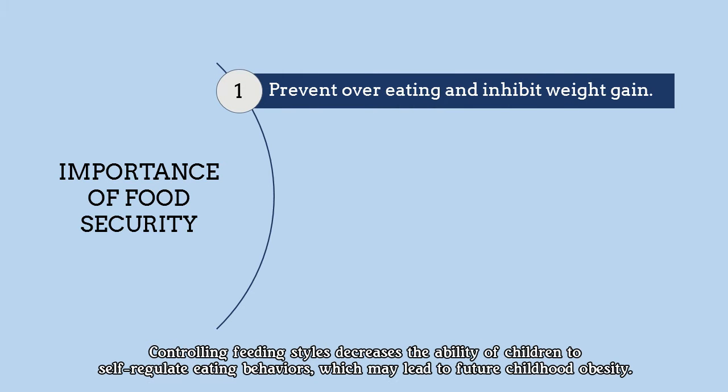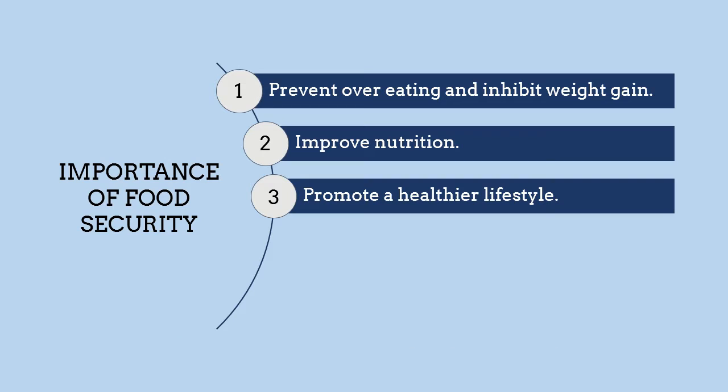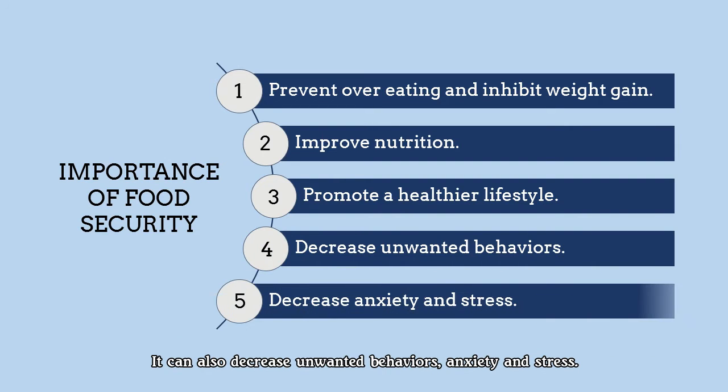It is important to have food security because it can prevent overeating and inhibit weight gain. Controlling feeding styles decreases the ability of children to self-regulate eating behaviors, which may lead to future childhood obesity. Besides, it can help us to improve our nutrition needs as well as promoting a healthier lifestyle. It can also decrease unwanted behaviors, anxiety and stress.